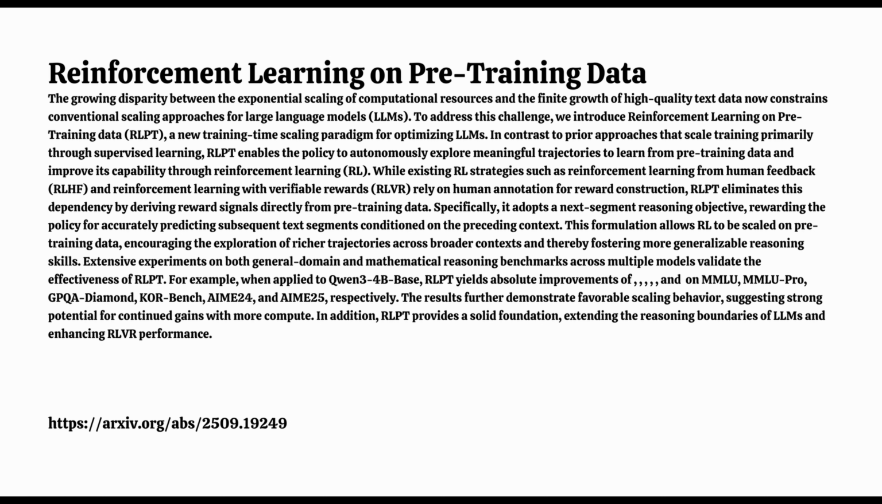Okay, but hang on. If it's all self-supervised, how do you stop the model from just rewarding itself for generating stuff that looks consistent but is actually nonsense? Where does the quality control come from without a human? That's the crucial part. The reward signal isn't arbitrary. It's based on semantic consistency.